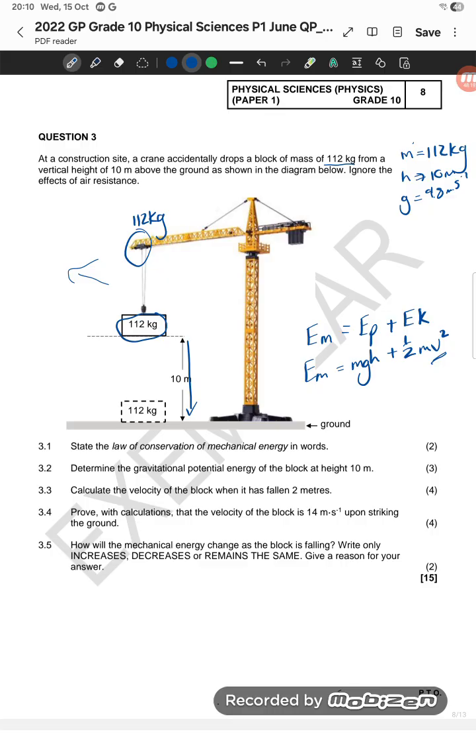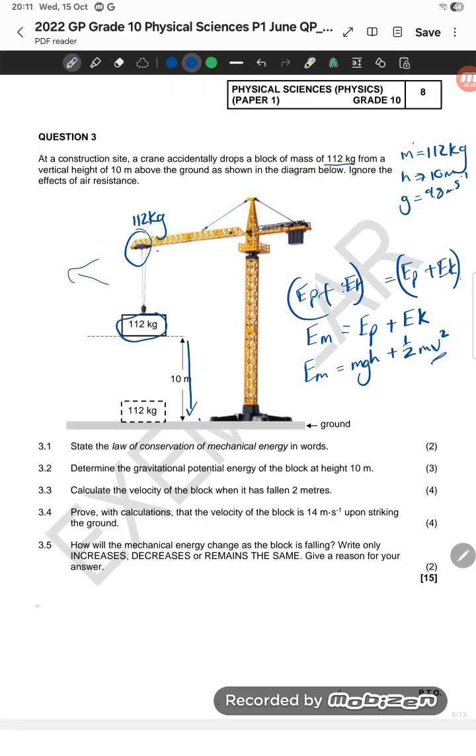Okay, so say the law of conservation in words. You can say the sum of the gravitational potential energy and kinetic energy at the top equals the sum of the gravitational potential energy and kinetic energy at the bottom. It's the same thing. EP at the top plus EK at the top equals EP at the bottom. But the sum of, so EP at the top is not going to be the same as the bottom. So you've got to say the sum of that. The sum of this is equal to the sum of this. Okay.